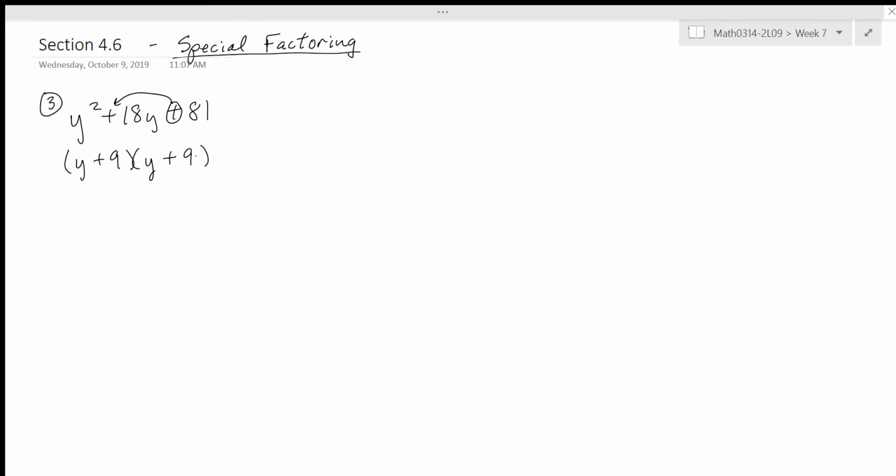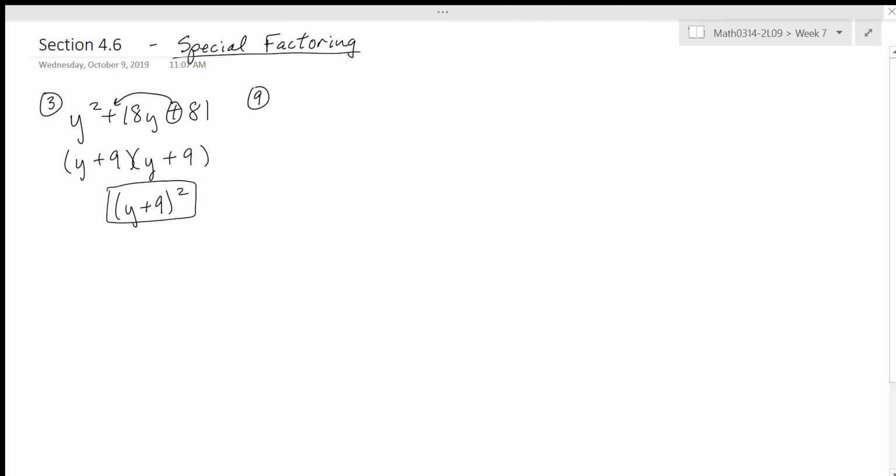And did anybody happen to notice this time that those factors are identical? That means we can take one more step of simplification, and we can write that as y plus 9 squared. Now that is called a perfect square trinomial. Anytime a trinomial factors and the factors are identical, you can write it as a quantity squared. We call that a perfect square trinomial. And that's why it's in this section, special factoring. Any questions?